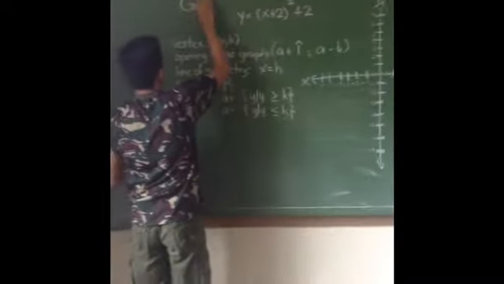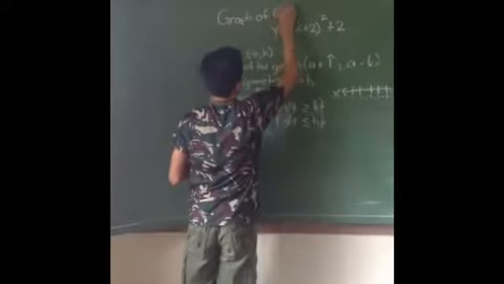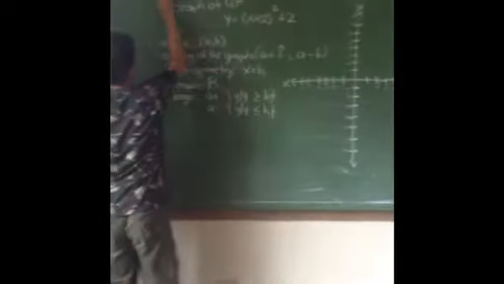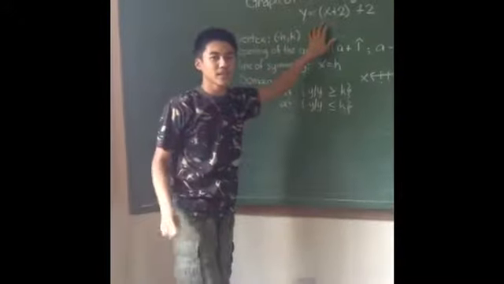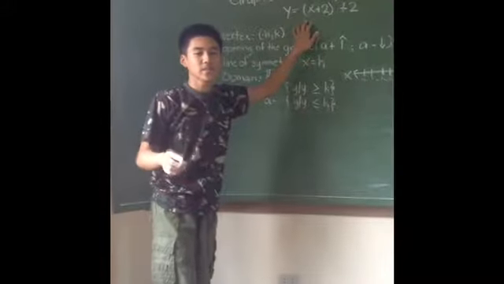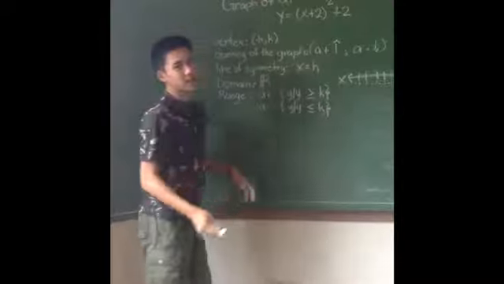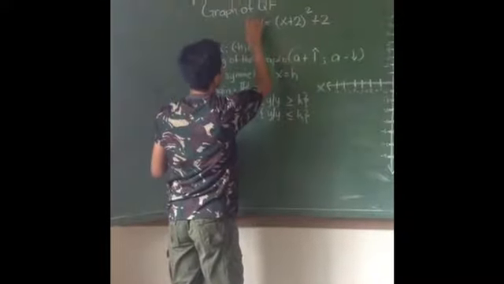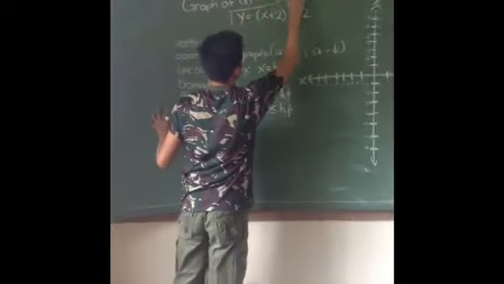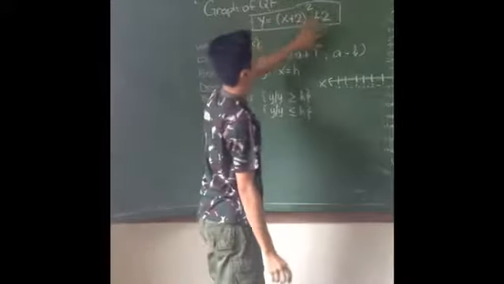Graph of a quadratic function. Now, we will use here the vertex form. If it is in standard form, you must first transform it to the vertex form. Now, we have an example with the answer again. Now, we will use this: y is equal to (x plus 2) squared plus 2.